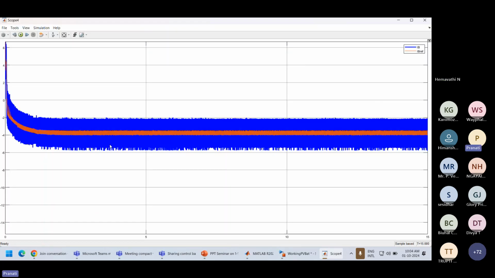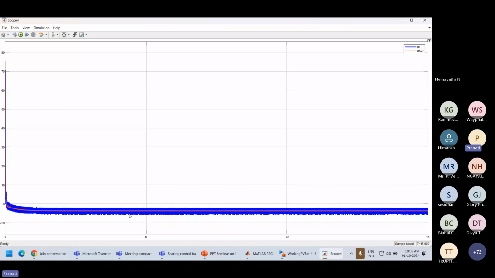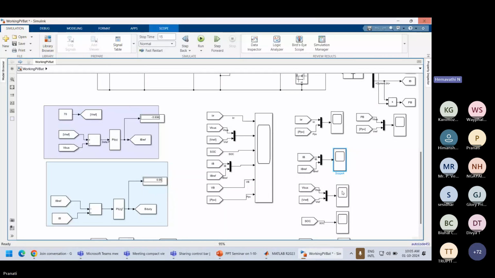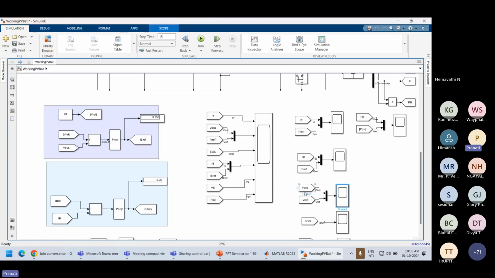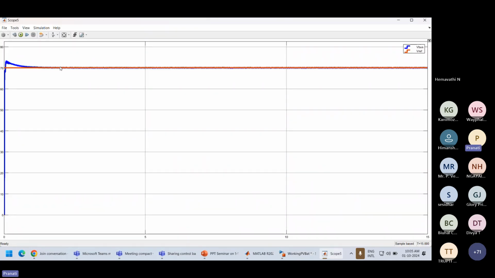Then the battery current and the reference value. It tracks the reference value, and it is below 0, so we know that our battery is charging. When it is charging, current goes negative. Then you see battery voltage is increasing. This one is the comparison we have made between bus voltage and reference voltage. The reference voltage is 70 volt. The red line is the reference voltage, and the blue line is our bus voltage of 70 volt.